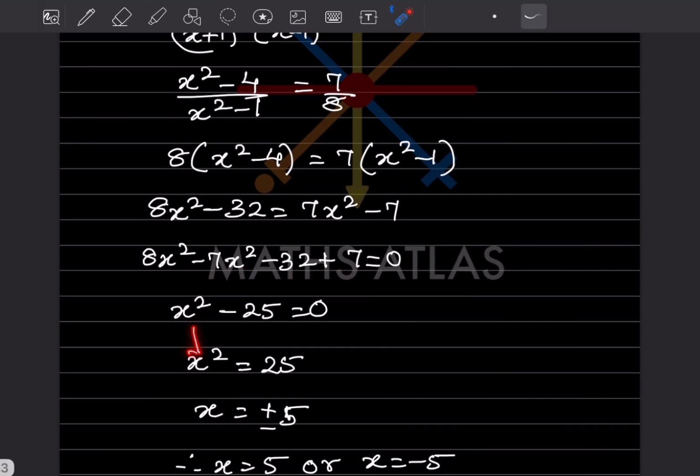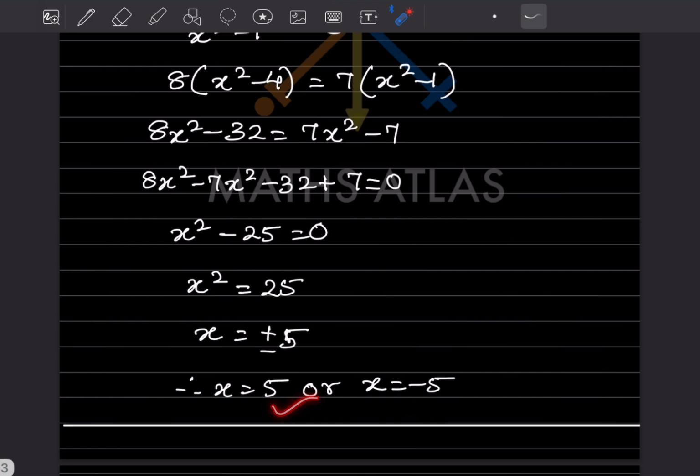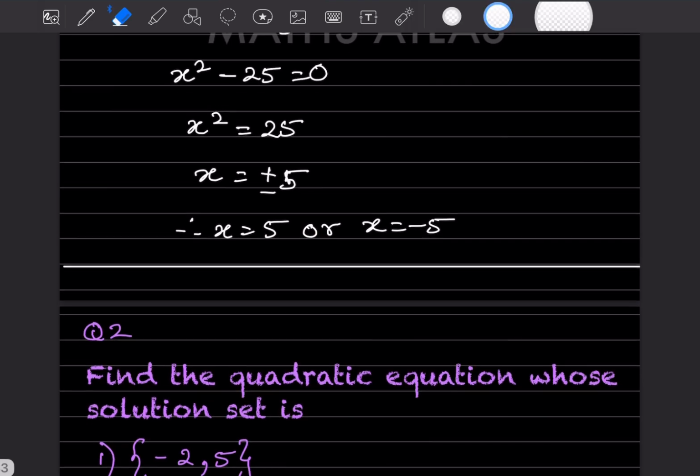So x square will be 25. So x is going to be, when you take the square root of both sides, plus or minus 5. So x is going to be 5 or x will be minus 5.